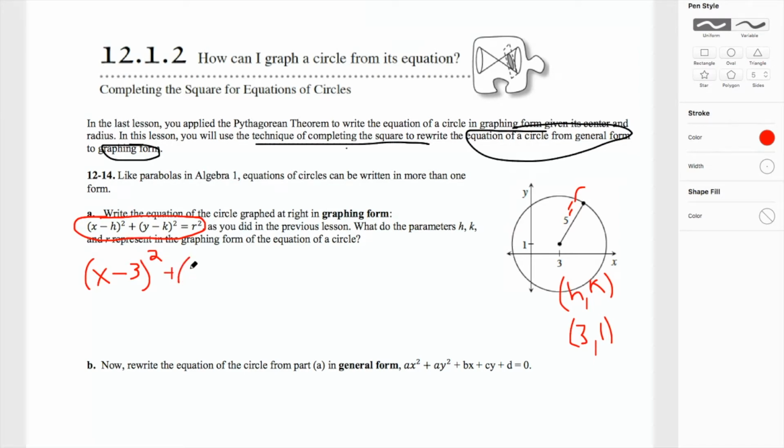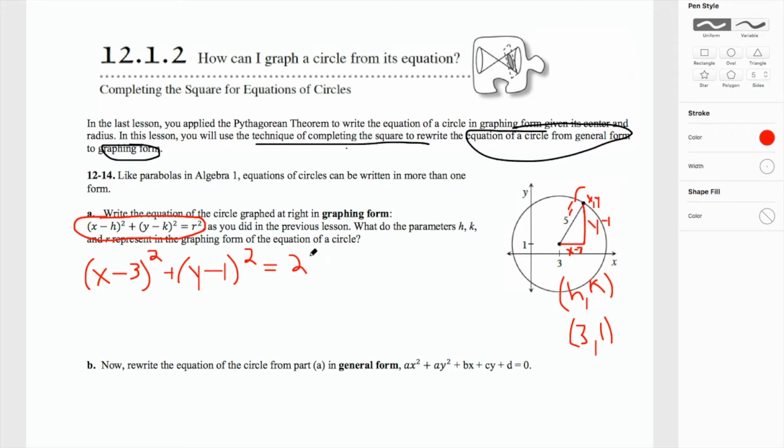And then we have plus y. Remember, I've drawn this out several times. This would be the x-coordinate, minus 3, and this would be the y-coordinate, minus 1. That's why we subtract the 1, not add the 1 here. And leg squared plus leg squared is equal to the radius squared. The radius here is 5, so put 5 squared.